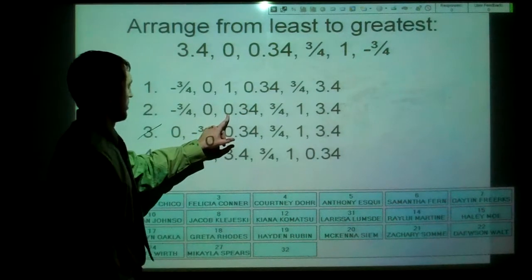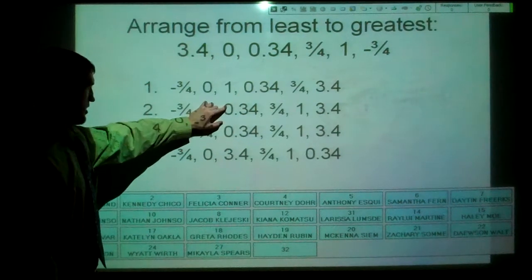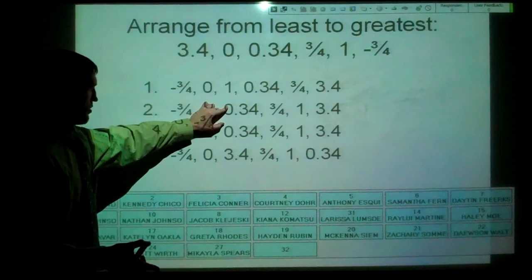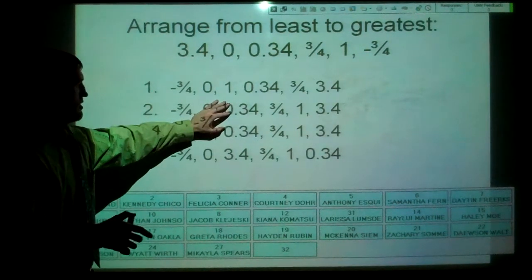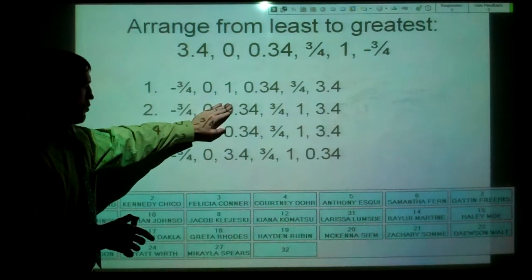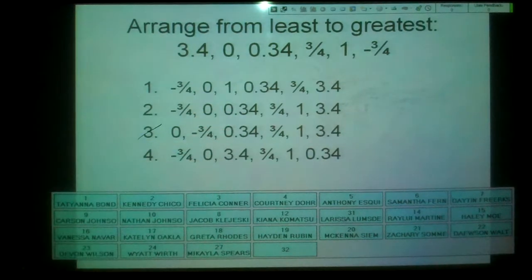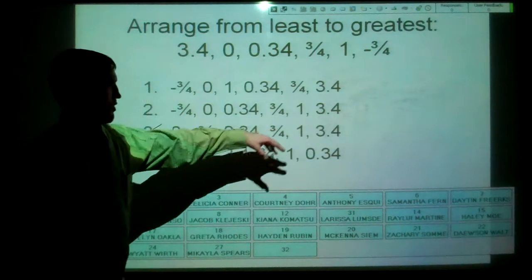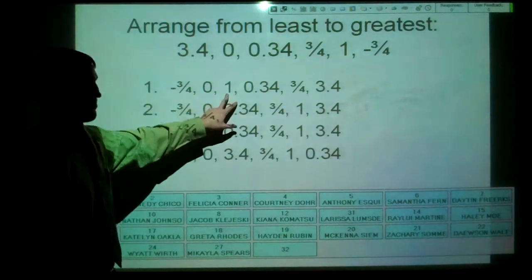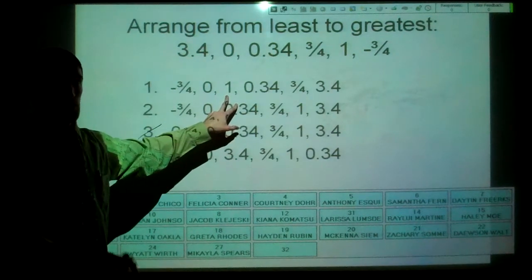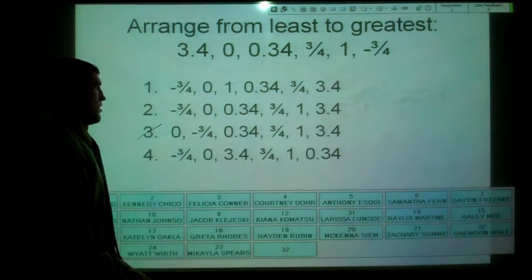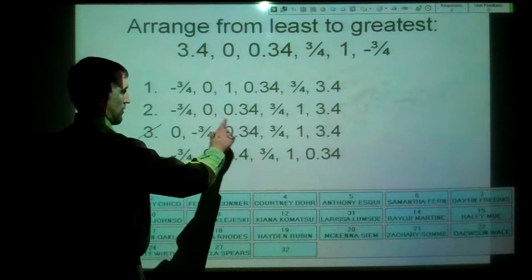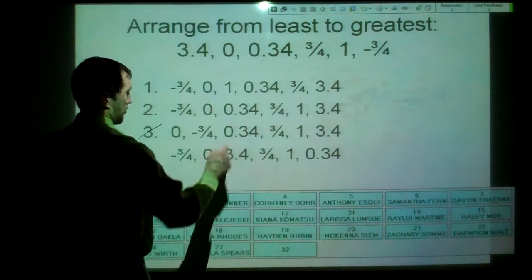This is where 1 would go. You know, we could have something like 2.34 or something like that. Or as we see here, we have 3.4. Well, we know that 3.4 is bigger than 1 because 1 we could write as 1.0. Okay, so 1.0 is definitely bigger than 0.34.